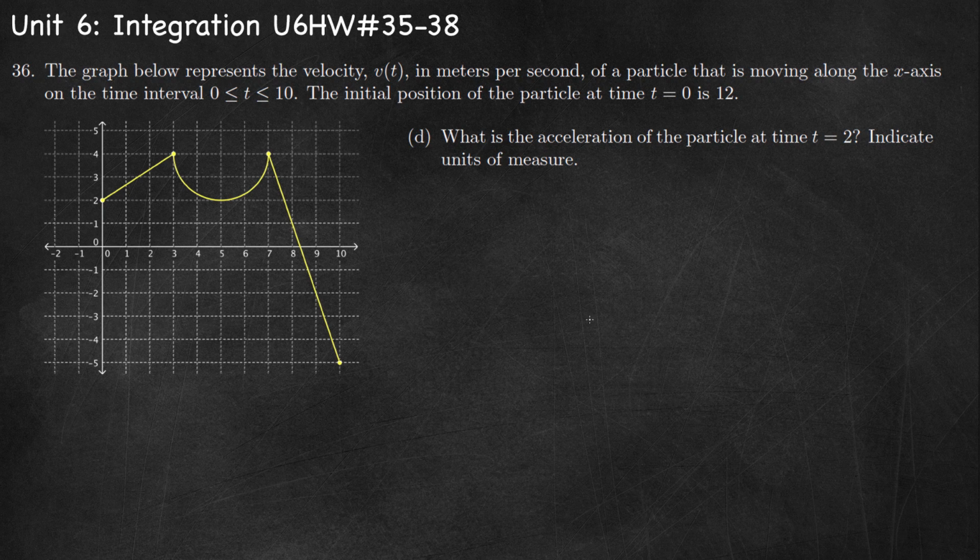Part D, what is the acceleration of the particle at time t equals 2? Acceleration is the derivative of velocity. So we are asked here to find v prime at 2. And since we have the graph of v of t, the derivative of v will just be the slope of the graph at 2. And thankfully, that slope is occurring on a linear portion of the graph. So I can just use rise over run to figure out the slope. So I'm going up 2 and over 3. So 2/3. And then if the units on velocity are meters per second, the acceleration is meters per second squared.